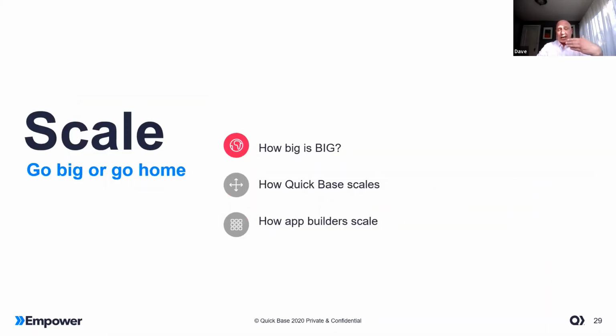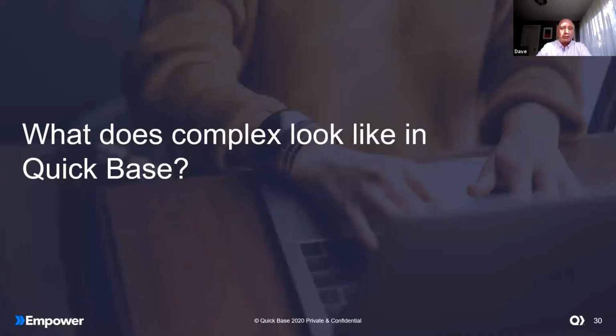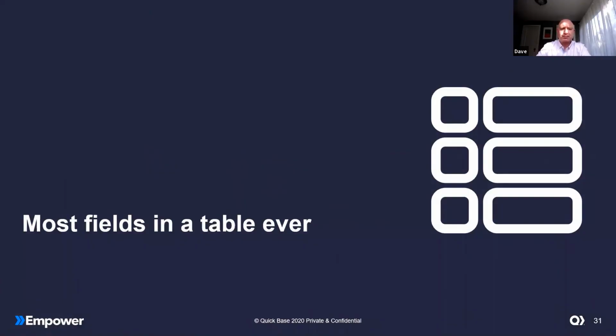And in this section, I'm going to talk a little bit about how big is big, how complicated is complicated, how QuickBase scales, and how app builders scale within QuickBase. So a couple of quick questions. What does complex look like in QuickBase?